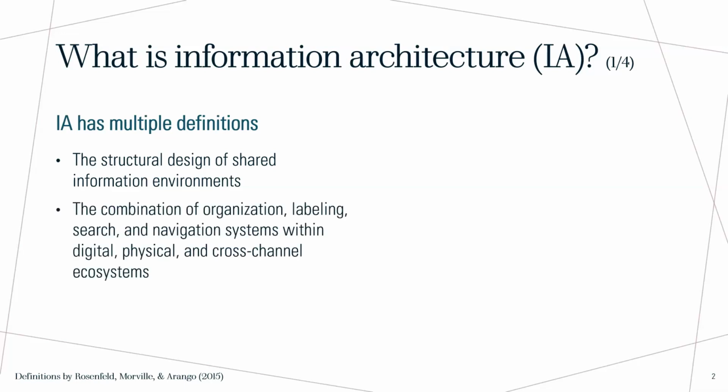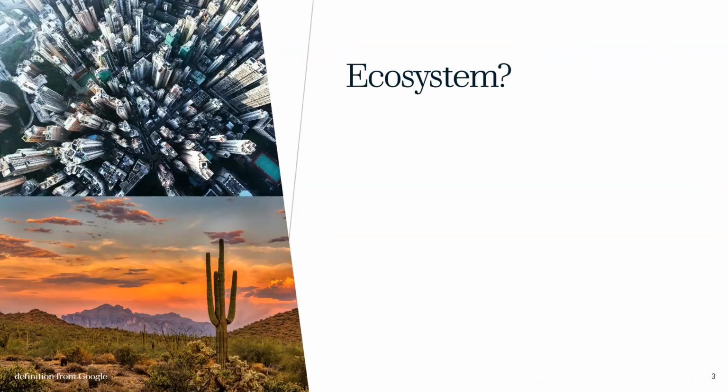Information architecture is also a combination of things. It's systems. So a combination of organization systems, labeling systems, search systems, navigation systems. These can be in physical, digital, or cross-platform ecosystems. Now you're probably thinking, wait a minute, ecosystem. Isn't that a word I learned in biology class?